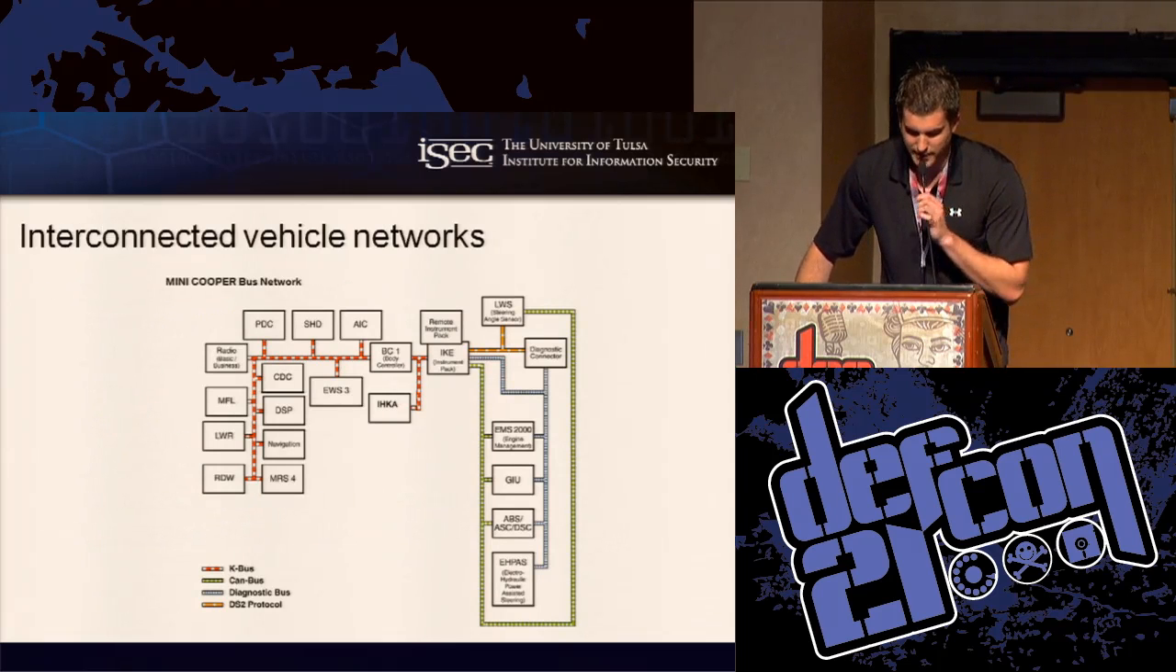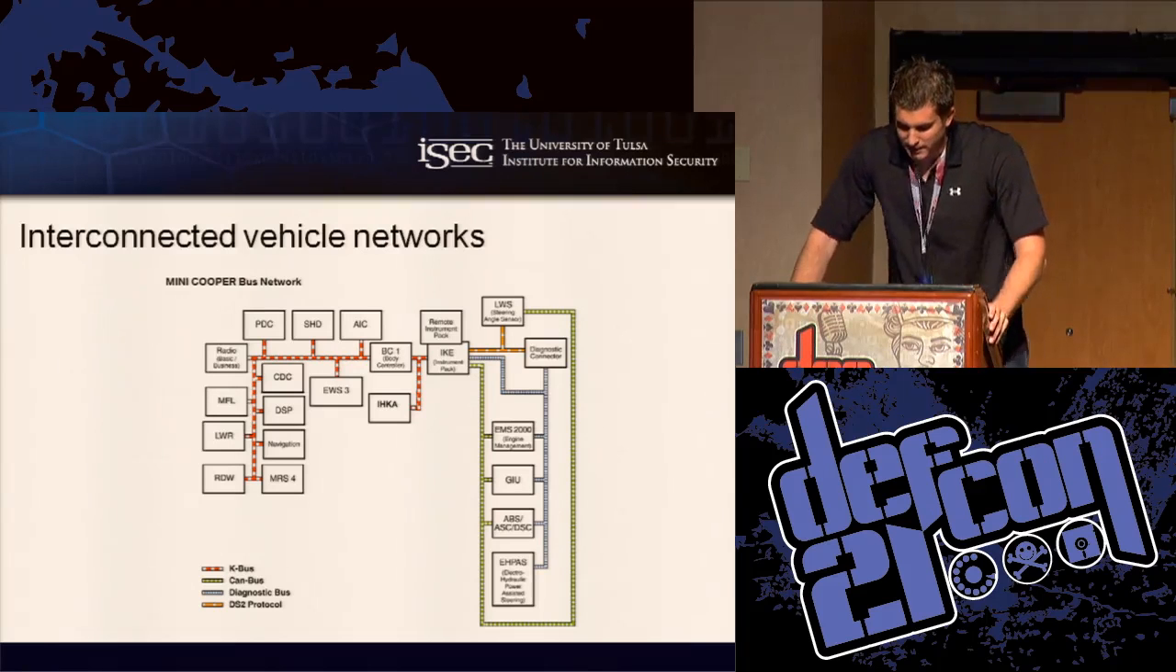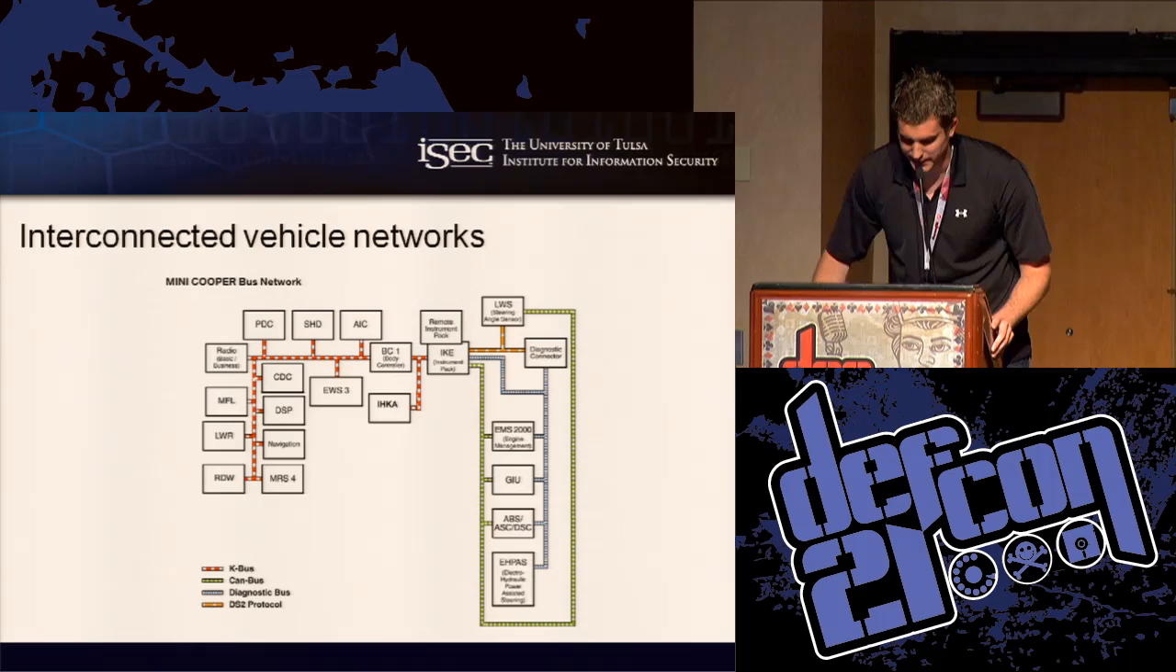And then what we're looking at right here is actually a data bus diagram of the Mini Cooper itself. As you can see, there are actually four different networks here that are all interconnected, with the instrument cluster, believe it or not, acting as the gateway. And these systems are segmented based on common functionality and information that they share between one another.